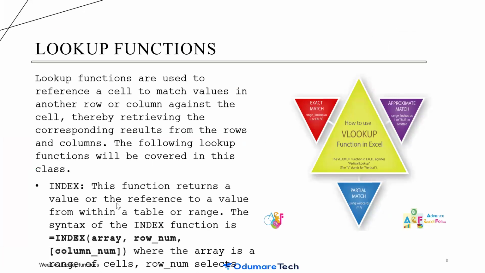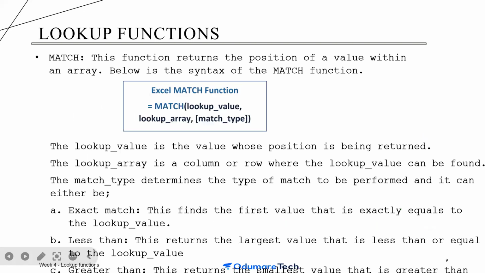So here it says that this function returns a value or the reference to a value from within a table or range. The syntax of the index function is equals INDEX, array, row number, column number. Where the array is, I hope you all know what an array means. Do we all understand what an array means?